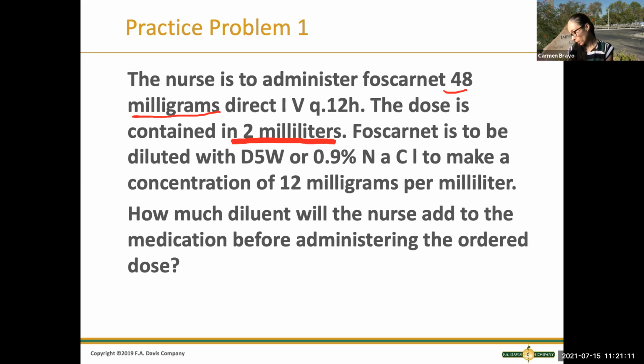The dilution instruction that I have here is to be diluted with normal saline to make a concentration of 12 milligrams per 1 ml. So when it's asking how much diluent the nurse would add so that the medication can be administered as ordered, I'll let you work it out. I'll work it out here on my paper.